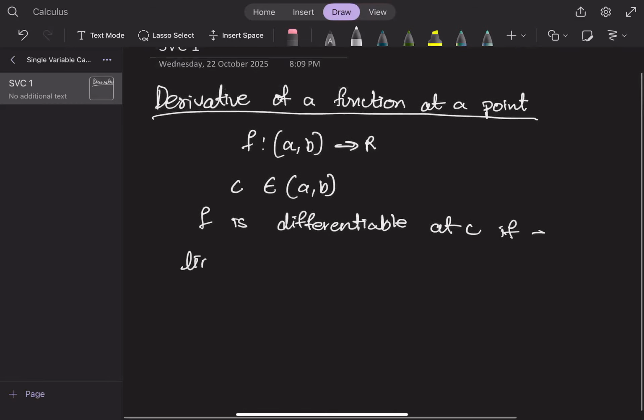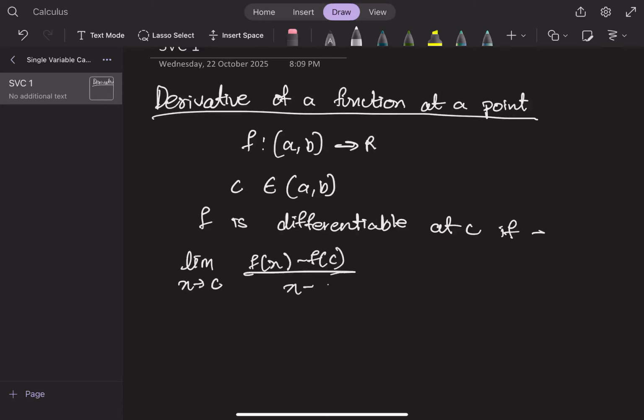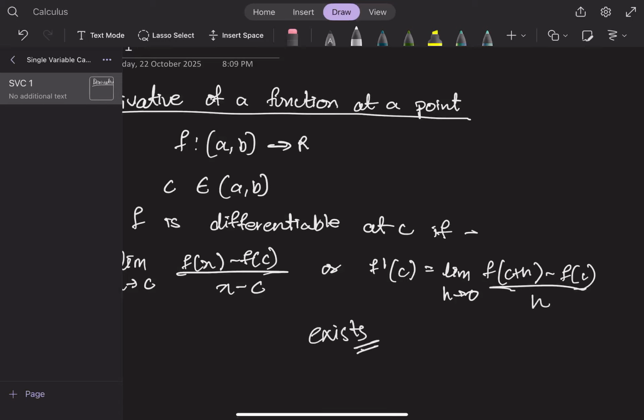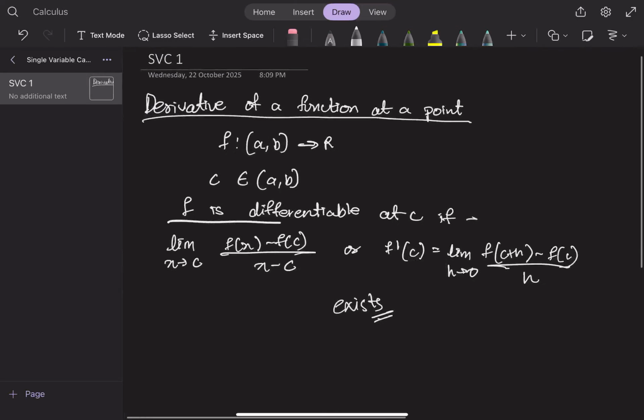the limit where x tends to C, f(x) minus f(c) divided by x minus c, or f dash c, which is limit h tends to 0, f of c plus h minus f of c divided by h, exists. This is when your f will be differentiable at c.